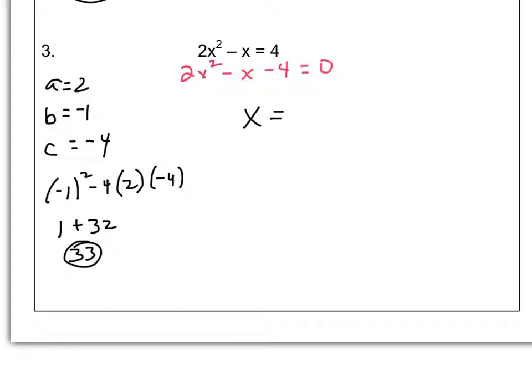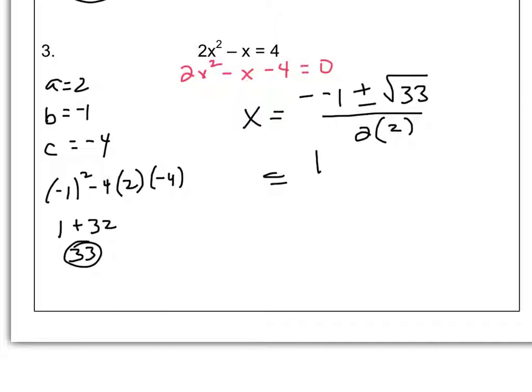So now x is going to equal the opposite of b, which happens to be the opposite of -1, plus or minus the square root of 33, divided by 2 times a, which is 2. The opposite of -1, you notice there are 2 minus signs here. They are going to turn into a positive. So this means it's going to equal 1 plus or minus the square root of 33, all divided by 4. Are there any perfect squares that go into 33? No, there's not. So you're done. Your answer, in this case, will look like so.